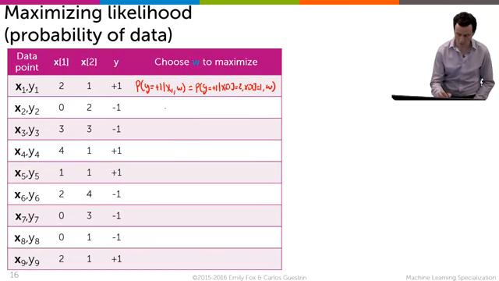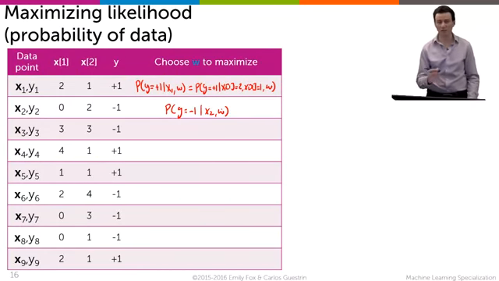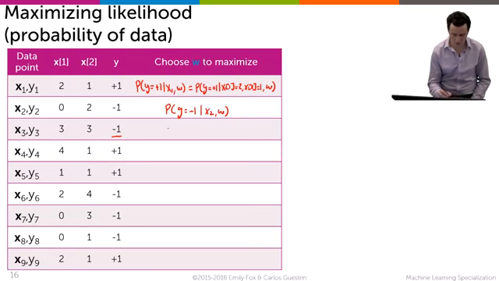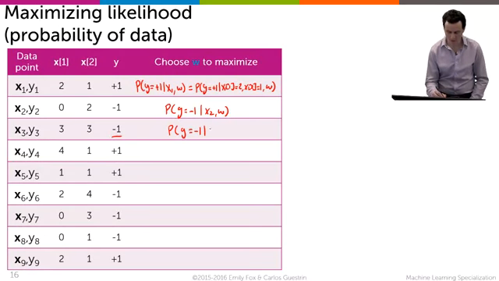For the next example, we're trying to make the probability that y is equal to -1 given x2 and W as big as possible. It's a negative example. For the third one, it's also a negative example. So we're trying to make the probability that y is equal to -1 given x3 and W as big as possible.